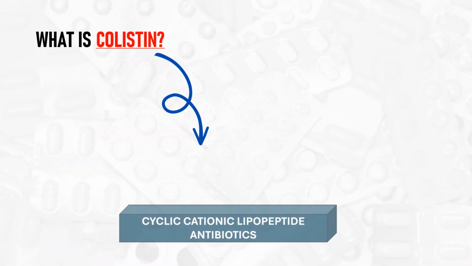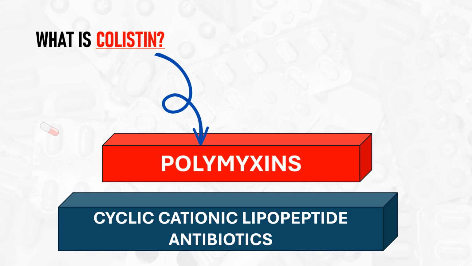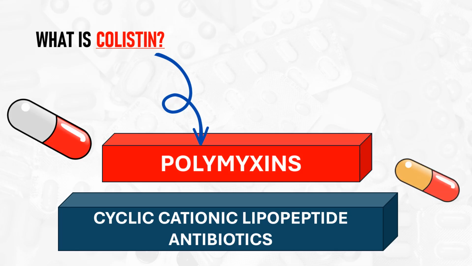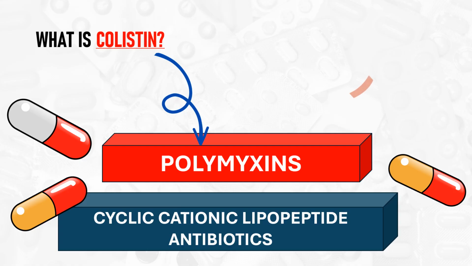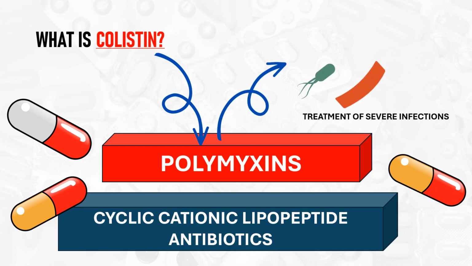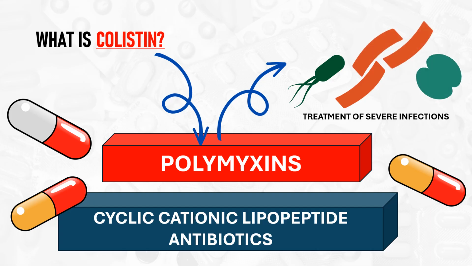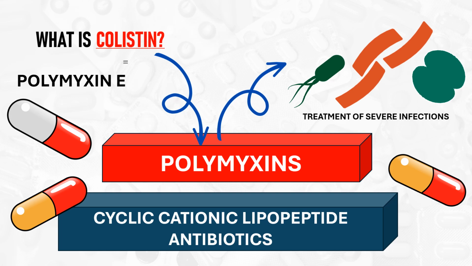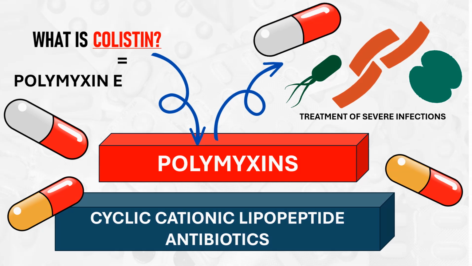What is colistin? Colistin is an antibiotic from the polymyxin group used to treat severe infections caused by gram-negative bacteria. It is also known as polymyxin E. Colistin belongs to the class of cyclic cationic lipopeptide antibiotics that exhibit pronounced bactericidal activity.